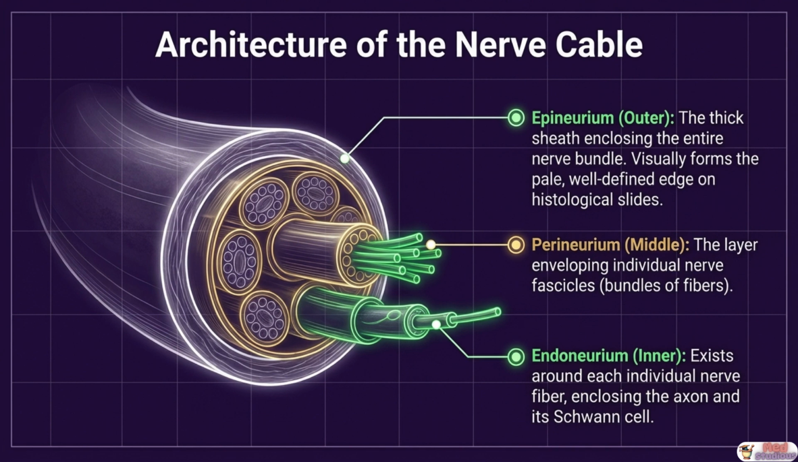It is important to remember that a ganglion is essentially a massive swelling along this nerve cable. The tough epineurium and perineurium actually expand and continue directly over the ganglion to physically protect the delicate cell bodies housed inside.